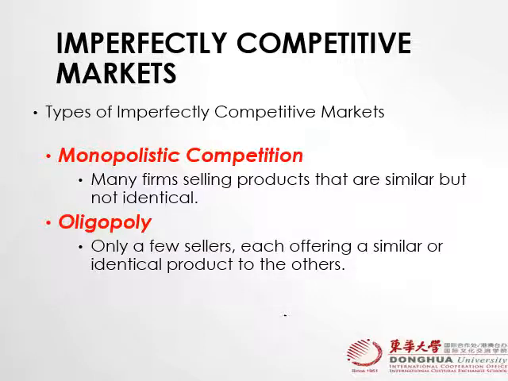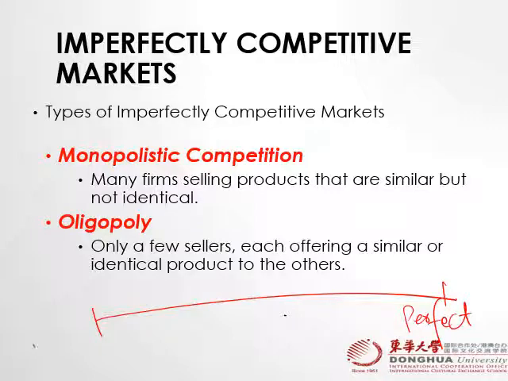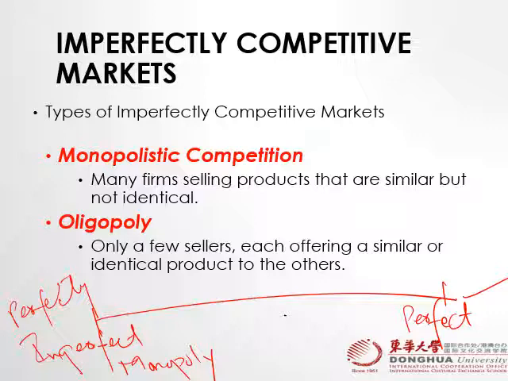Okay, so there are two types of market. One is imperfect market and one is perfect market. So we have two extremes here. This is called perfect competition and perfectly imperfect. So we are talking about perfectly competitive market, which is the competitive market, and perfectly imperfect market, which is called monopoly. And in between we have oligopoly and monopolistic competition. So we're going to talk about all these imperfect competitive markets.